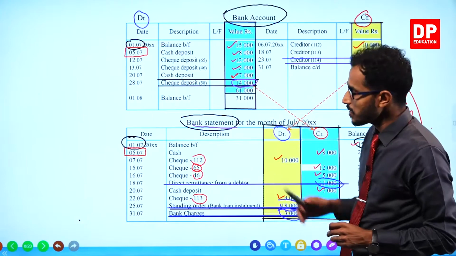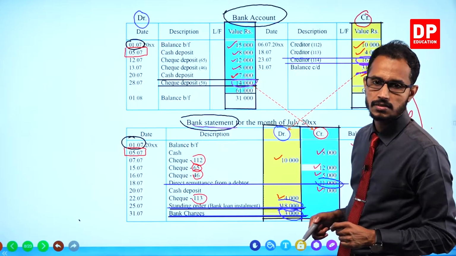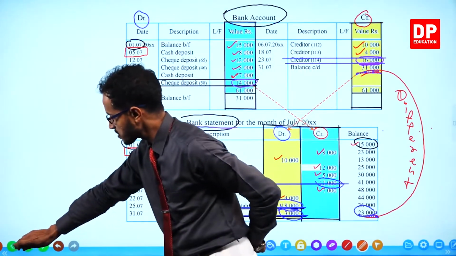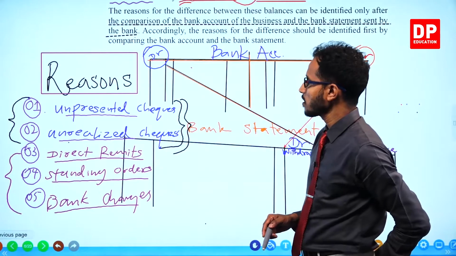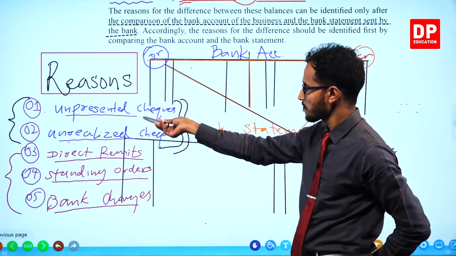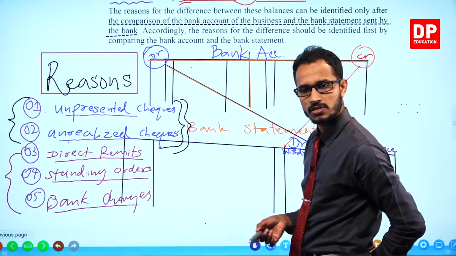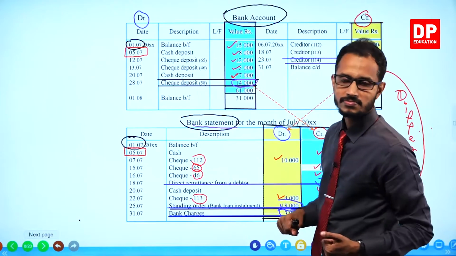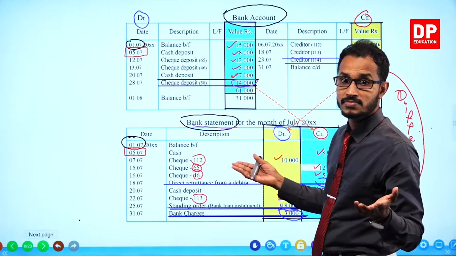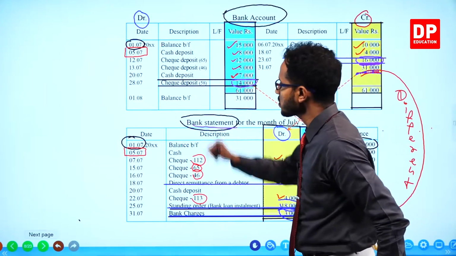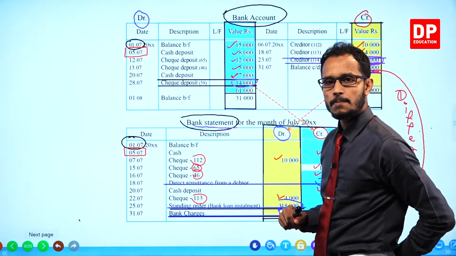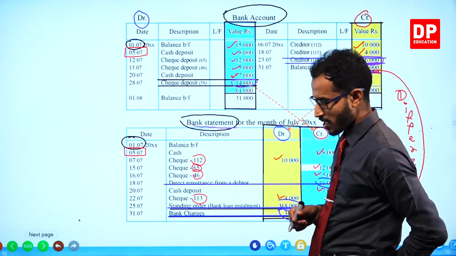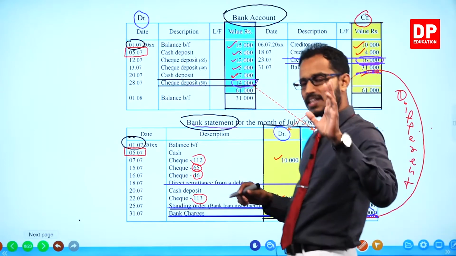These are the reasons in the bank statement. Which are these ones, children? Of course, these ones. Unpresented and unrealized checks, which are missing in the bank statement. Then you tell me which ones are the unpresented checks and which ones are the unrealized checks. Can you tell me? Well, let's logically think about it.